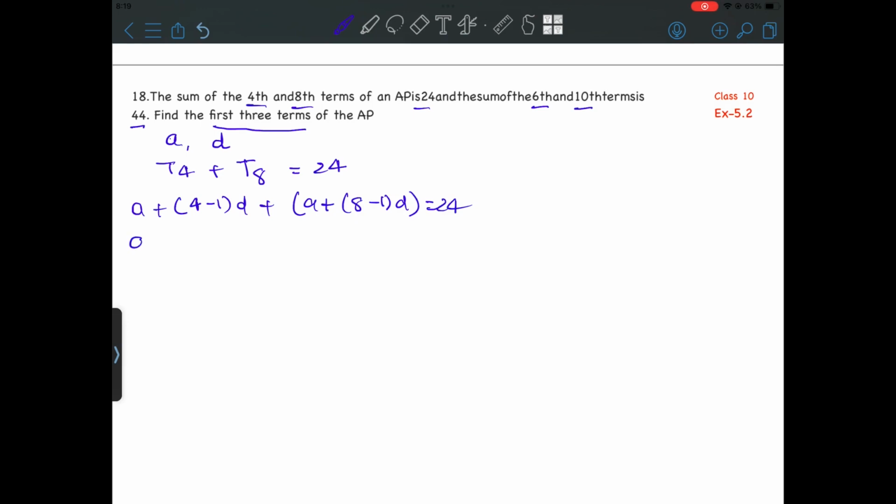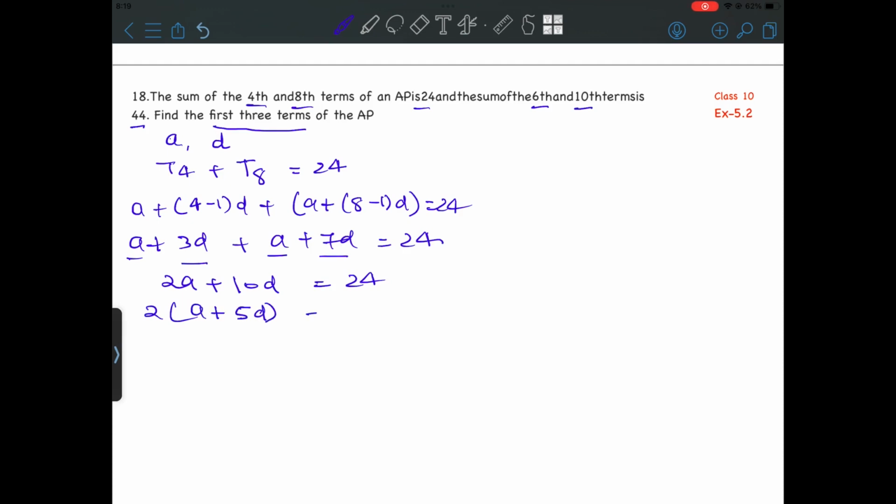This gives us A plus 3D plus A plus 7D is equal to 24. A and A become 2A, 3D and 7D becomes 10D is equal to 24. You can take 2 as a common, so it becomes A plus 5D is equal to 24 upon 2. That gives us A plus 5D is equal to 12, equation 1.